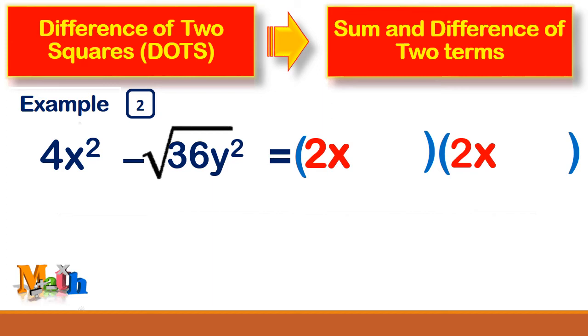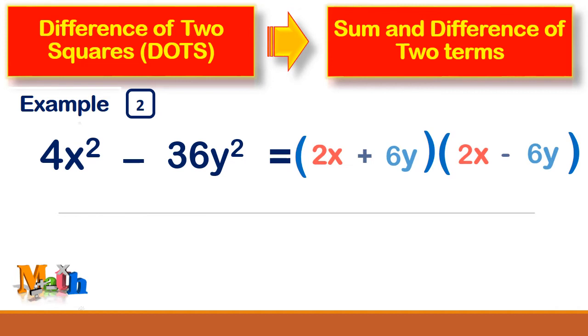Then get the square root of 36y squared. So the square root of 36 is 6. The square root of y squared is y. So we have 6y. Since 6y times 6y is equal to 36y squared. And writing the final answer as a sum and difference of two terms, we have 2x plus 6y times 2x minus 6y.